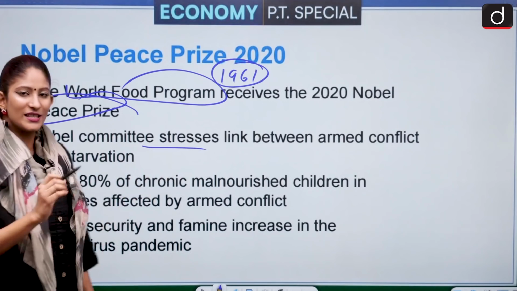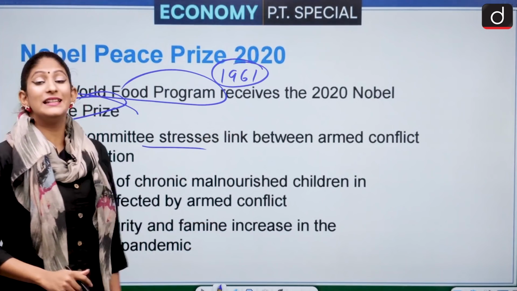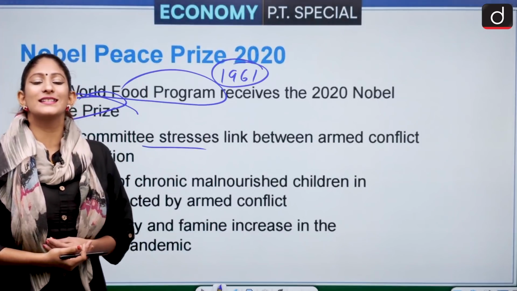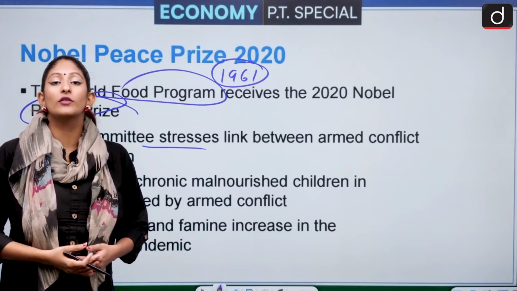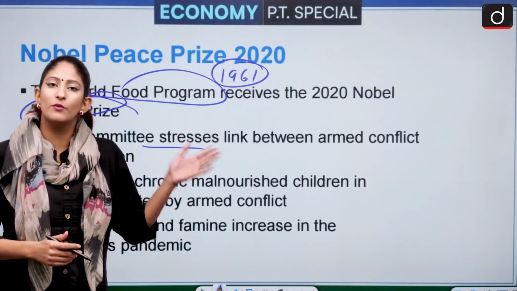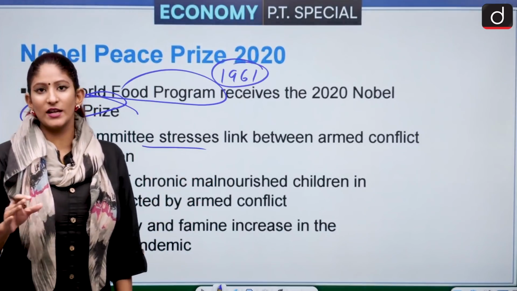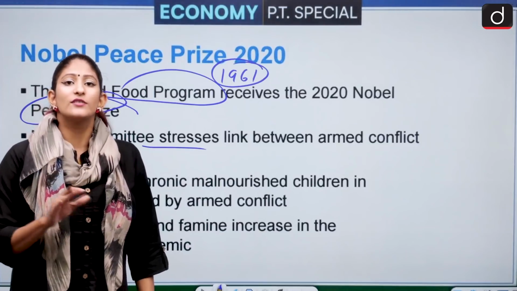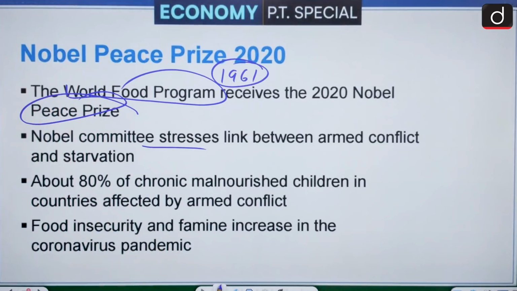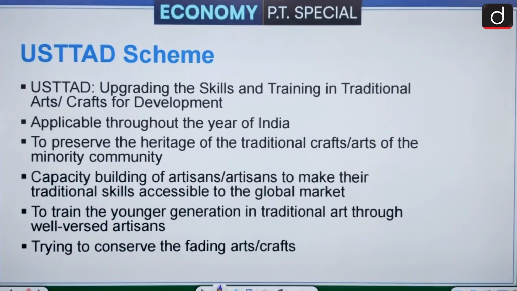which stressed the link between armed conflict and starvation, because armed conflict leads, of course, to a lot of deterioration in food security, because refugees move from place to place to save their lives, and accordingly they let go of the opportunities of food safety. About 80% of the chronically malnourished children in countries are affected by armed conflict. Food insecurity and famine increased during the COVID pandemic.